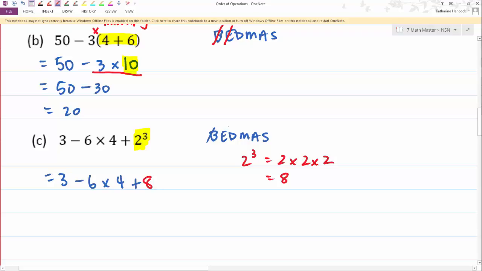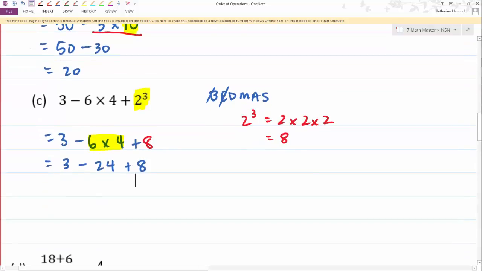So we're done the brackets, we're done the exponents. Now we have to look at division and multiplication. We definitely have some multiplication, so we'll do that next. So we'll have 3 minus 6 times 4 is 24, and then the plus 8 still is there. So there's no more division, no more multiplication. We're left with addition and subtraction in the order they appear.